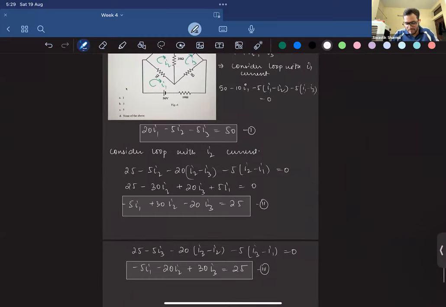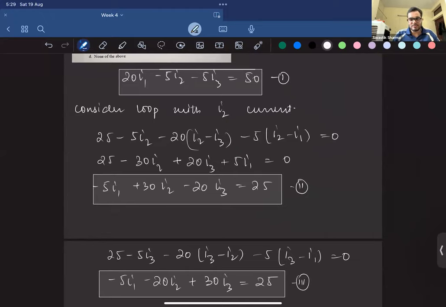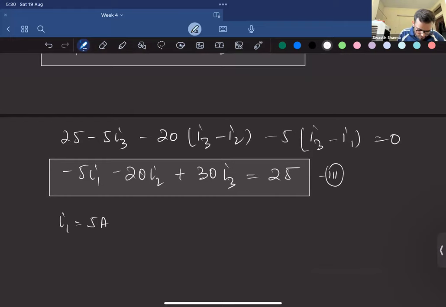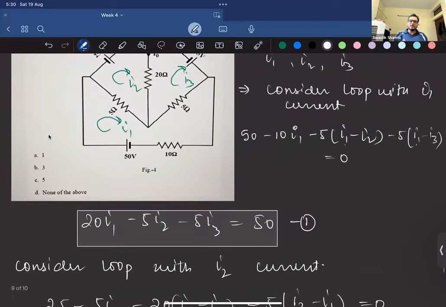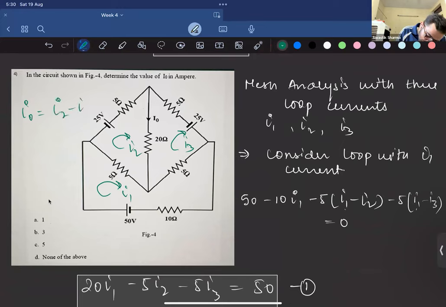Here you're working with linear elements, real values. When imaginary numbers come into the picture, you'll find it more difficult. You can't use the equation solver there either, but it would still be a much better option with a matrix. So the matrix is 20, minus 5, minus 5 and 50, then minus 5, 30, minus 20 and 25. I hope you all know how to solve it on a calculator. I1 is 5 amperes, I2 is also 5 amperes, and I3 is also 5 amperes. Since I1, I2, I3 are all the same, what is I0? I0 is nothing but I2 minus I3, and since I2 and I3 are the same, I0 is 0. Right?